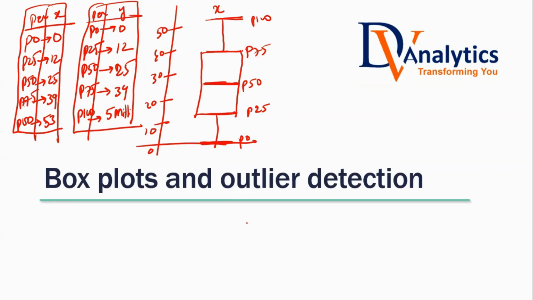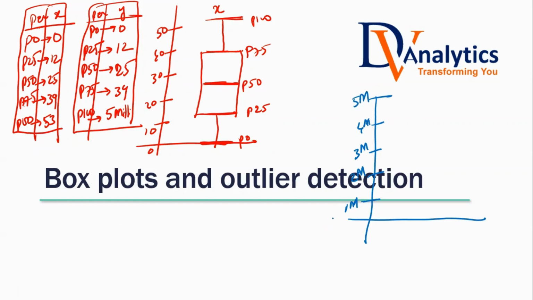Are you ready to draw the box plot for Y? Yes, sir. Now, if you're drawing Y, what's the maximum value of Y? 5 million. So can we use the same scale, or do we have to change the scale here? Change the scale, because 5 million is too difficult here. So can we take 1 million each? Yes. 1 million, 2 million, 3 million, 4 million, 5 million.